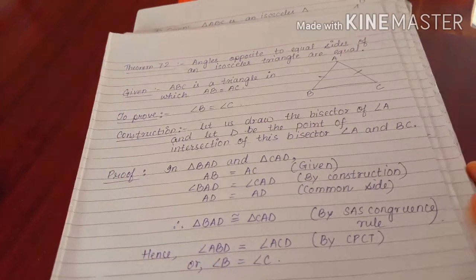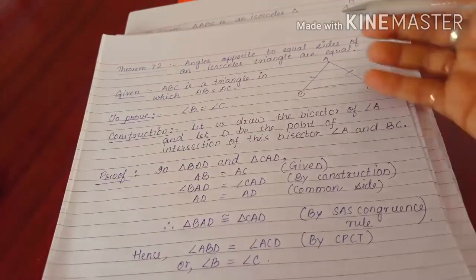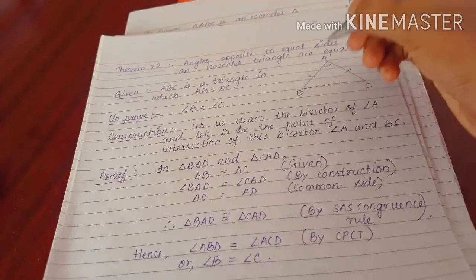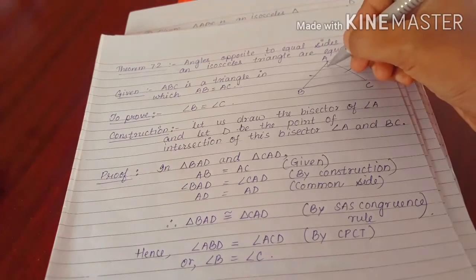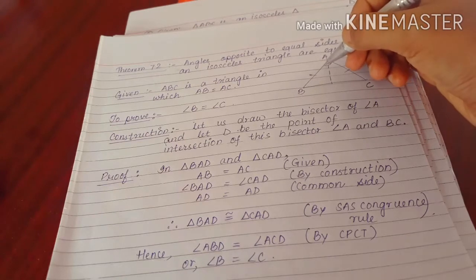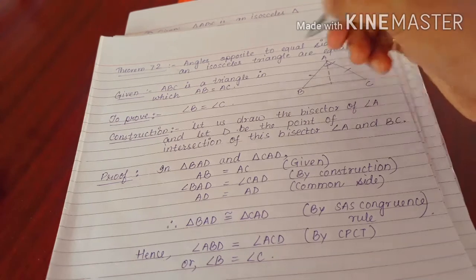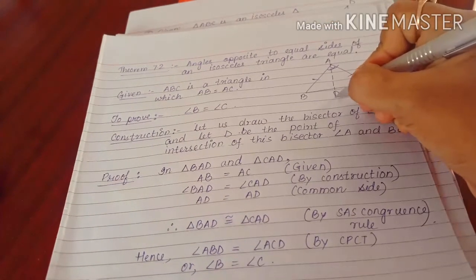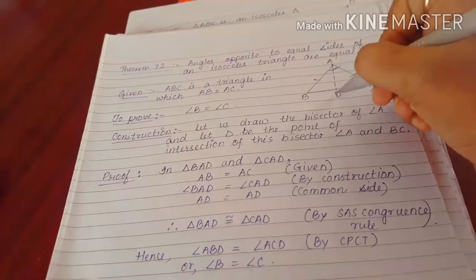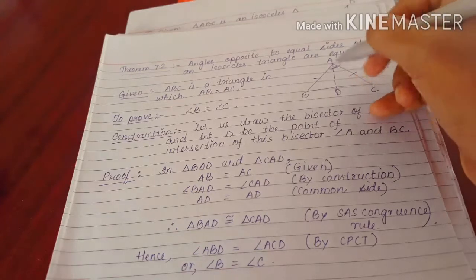So what construction do we have to do? See, let us draw the bisector of angle A. So this is angle A. Here from this we will draw a bisector. Bisector means which divides the angle into two equal parts. So this angle and this angle are equal. That means if we name this point as D, angle BAD will be equal to angle CAD. Okay, so these two angles will be equal.